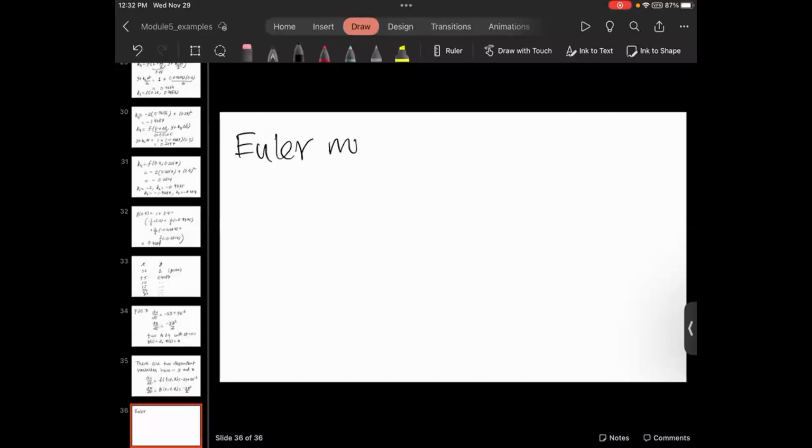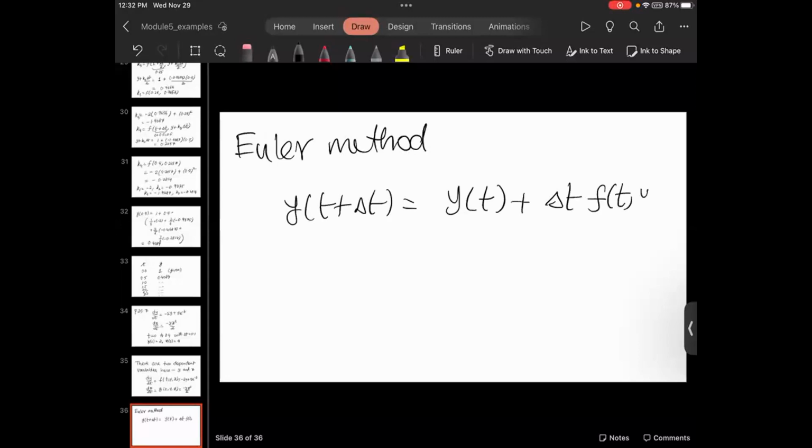Euler method, which is nothing but y at t plus delta t equals y of t plus delta t multiplied by f of t comma y comma z, and z at t plus delta t is z of t plus delta t multiplied by g of t comma y comma z.